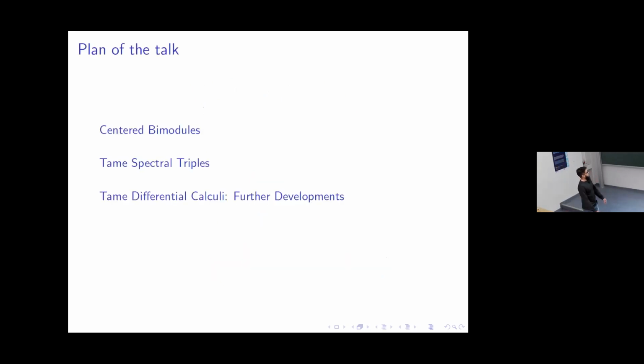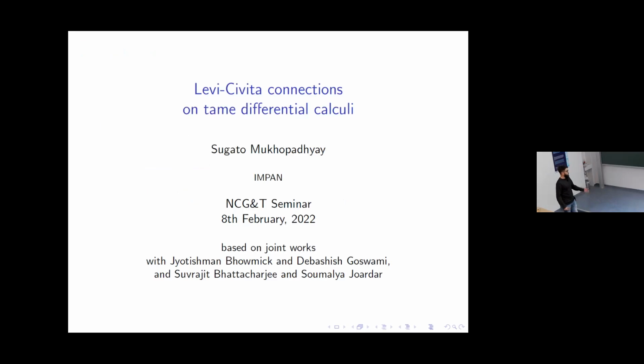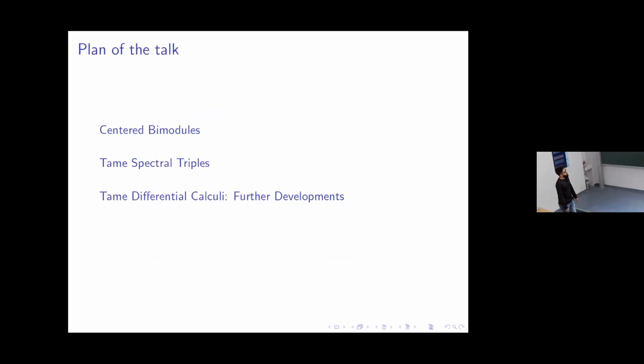So this is the rough plan of my talk. Since I'll be talking about non-commutative differential calculi, and I'll be modeling a space of forms on centered bimodules, there will be a very tiny section on generalities on centered bimodules. Then we will introduce the notion of Tame spectral triples, and introduce a definition of Levi-Civita connections on the space of forms of these triples. And then finally, we'll round up the talk with some further developments that have happened in maybe the last 2 years.